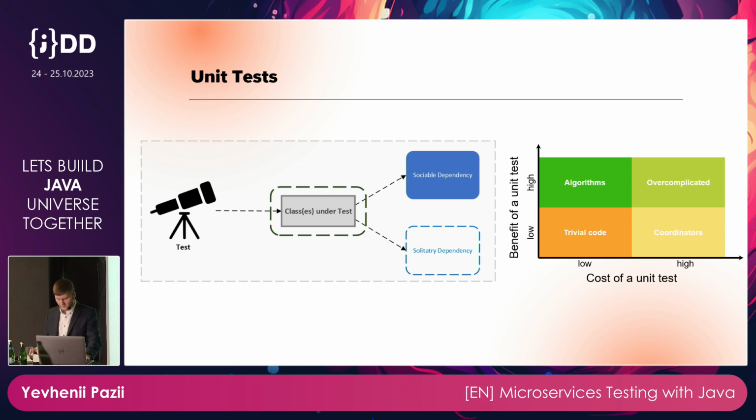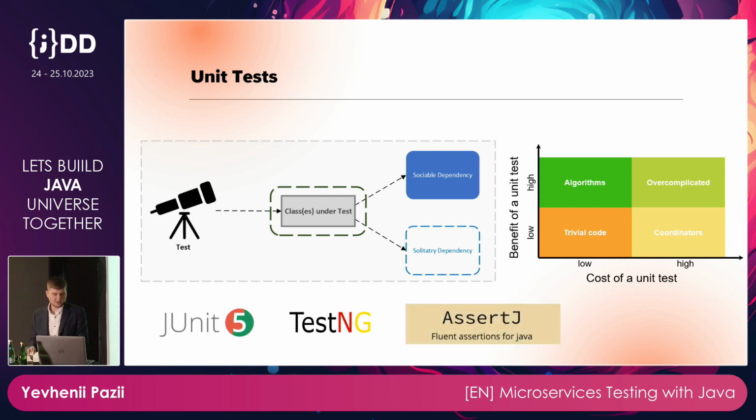A couple of words about the tooling here. JUnit 5 is probably the standard, right, for writing unit tests. TestNG is still a good alternative and could be used, right? The next one is AssertJ, so we can use much better assertions than JUnit 5 provides by default, and Mockito is really crucial for mocking in solitary tests, basically, to mock them out.